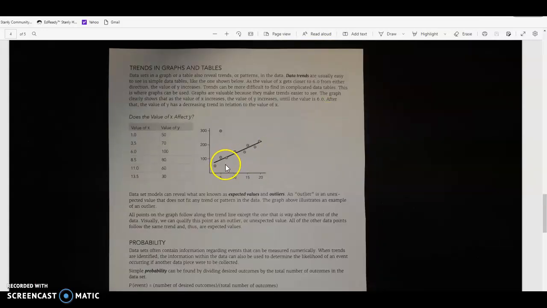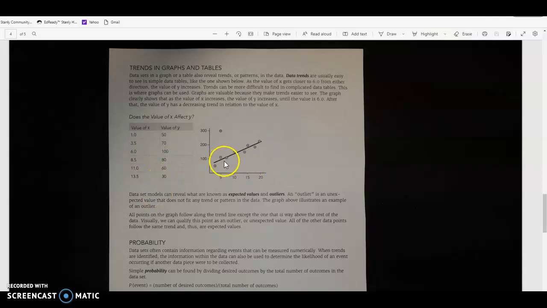Sometimes when you're looking at a graph, you can see what we call data trends. Data trends are usually easy to see in simple data tables like the one shown below. We can kind of see our data is going up, except for this one way out here. Graphs are valuable because they make trends easier to see, but a more complicated table may not let you see this value. As we can see from our values of x, as the value goes up to a certain point, 6, our value of y goes up. Then once it gets above 6, the values for y start going down.